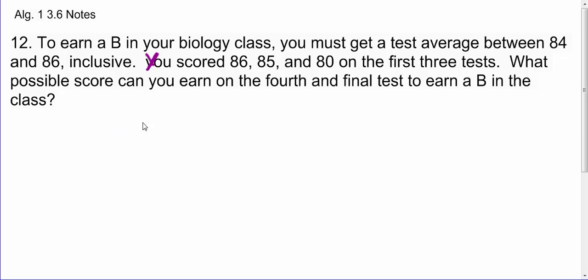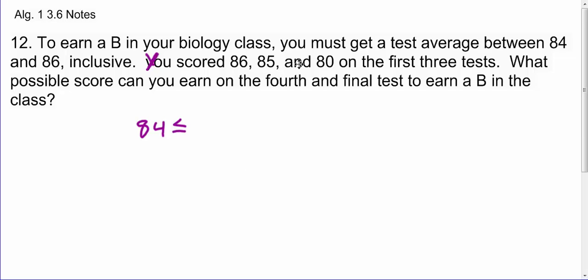So here we go. We need to average between 84 and 86 on our tests to be able to get a B in the class. Otherwise, our quiz and homework scores are going to pull us down too much. So what I'm going to do is this. I'm going to say 84 is less than or equal to, as a compound inequality here.